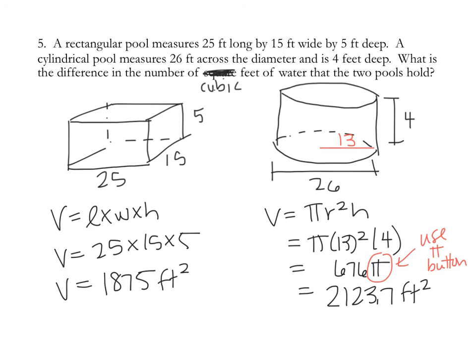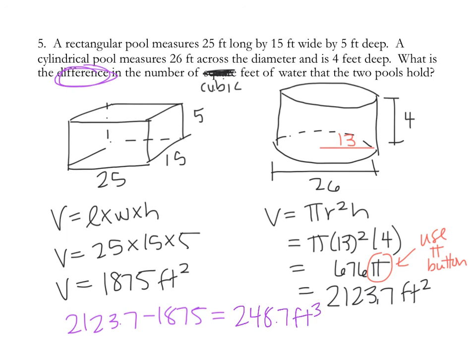And then we just need to answer the question. There is an important math word. If I read the question again, it says, what is the difference in the number of cubic feet of water that the two pools hold? So it's looking for the difference. So that should tell you to do the mathematical operation of subtracting. So that's all I got to do to get the final answers. I'm going to do the bigger volume minus the smaller volume. And that will give me 248.7 cubic feet.